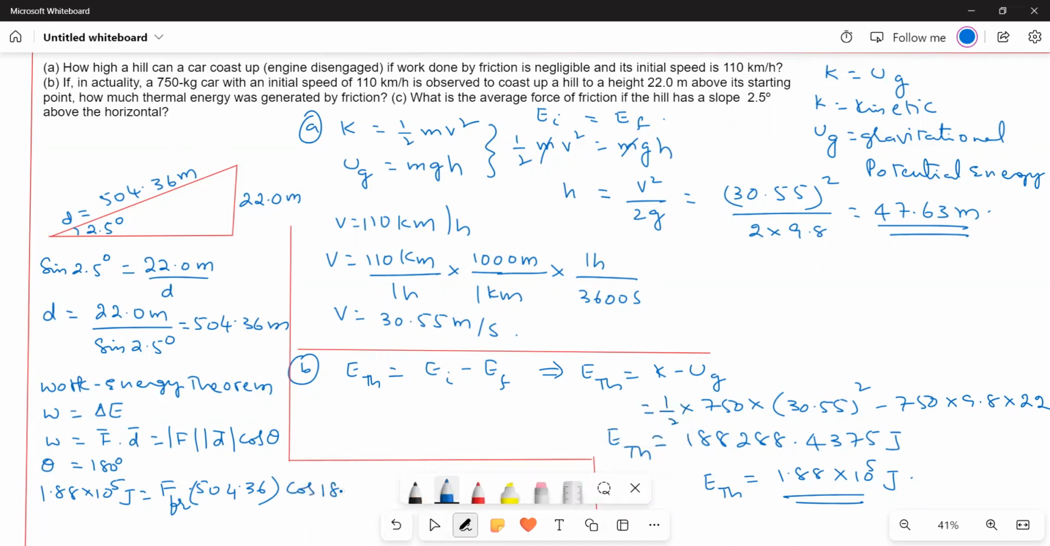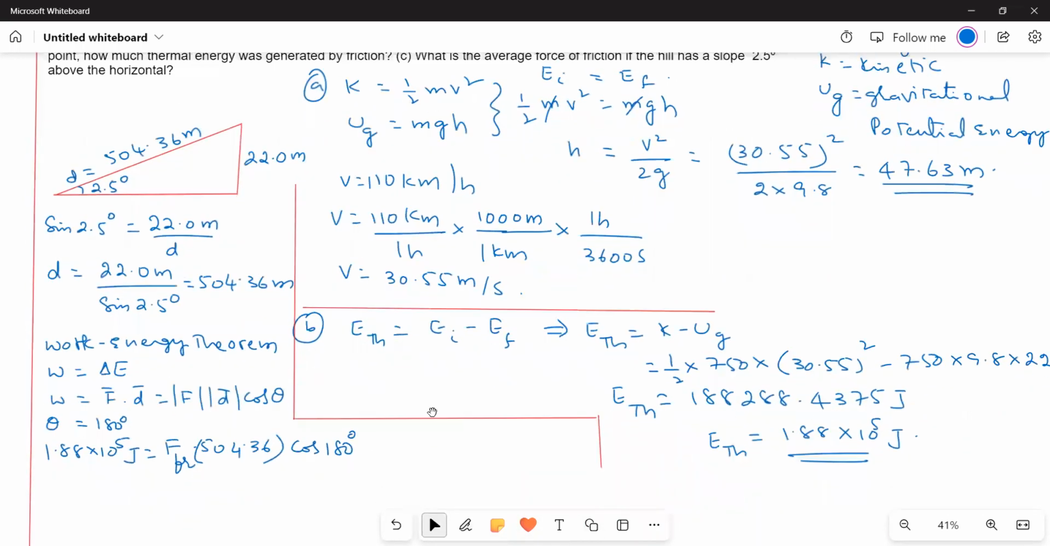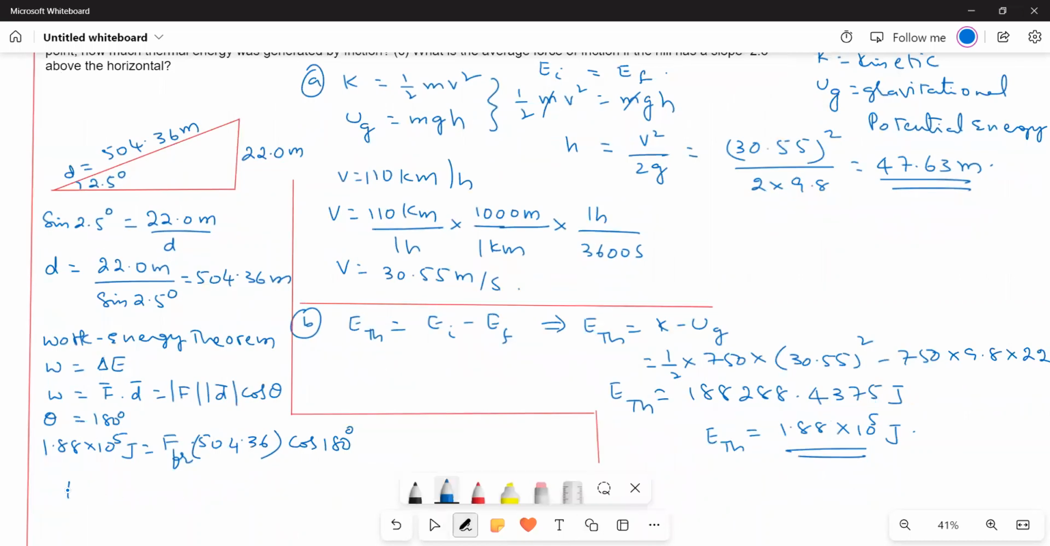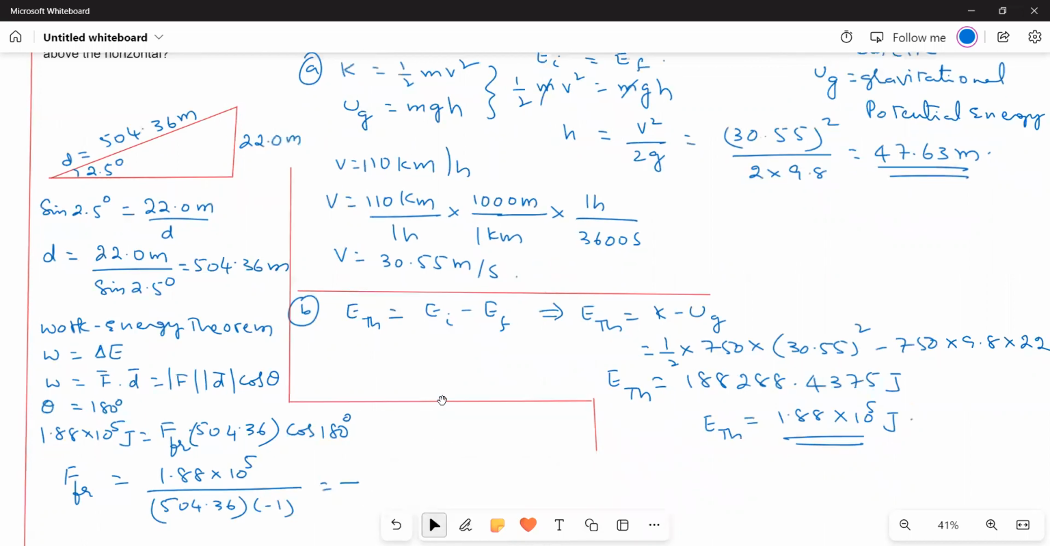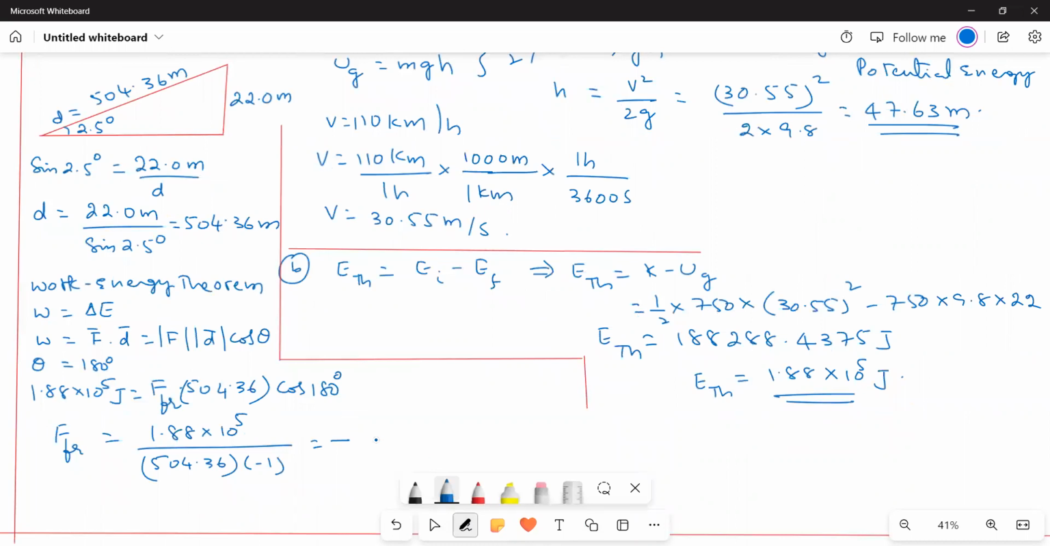Cos 180 degrees, cos 180 is equal to minus 1. So F friction is equal to 1.88 into 10 to the power of 5 divided by 504.36 into minus 1. So that gives the answer minus 373.39 newtons, or F friction is equal to minus 373 newtons.